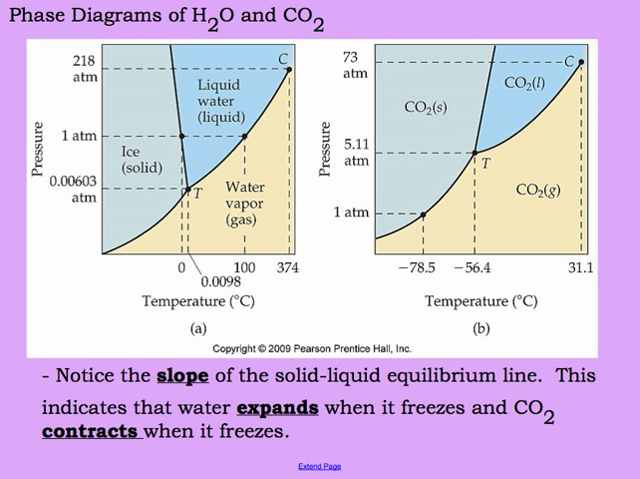And then this is just showing you two different things. On the left, you have the water one, and you can see that the slope is different than the other ones. And it's, again, sloping to the left because ice is less dense than water. Whereas on the right here, this is CO2, and you can see that the slope is to the right. And that's because this is more typical, that the CO2 solid is more dense than the CO2 liquid.